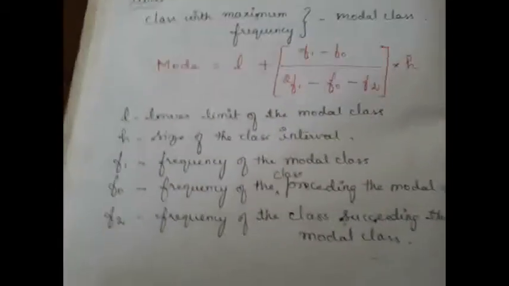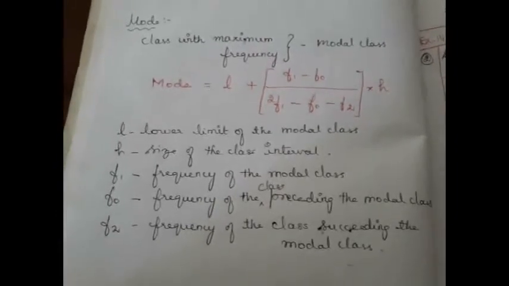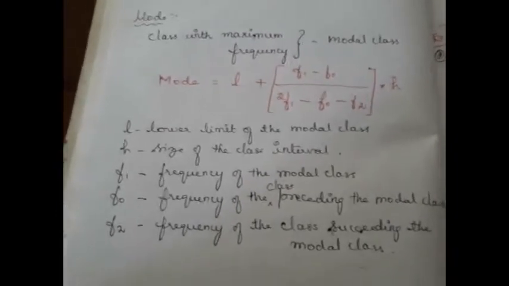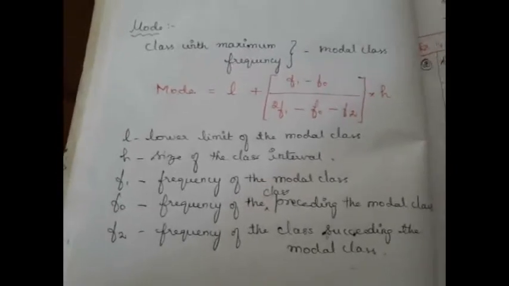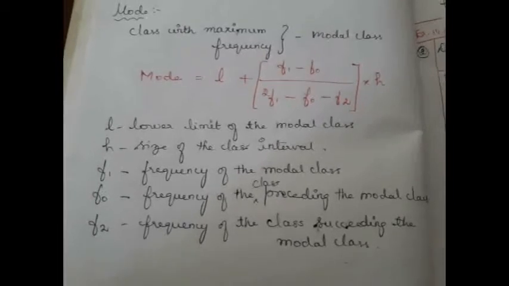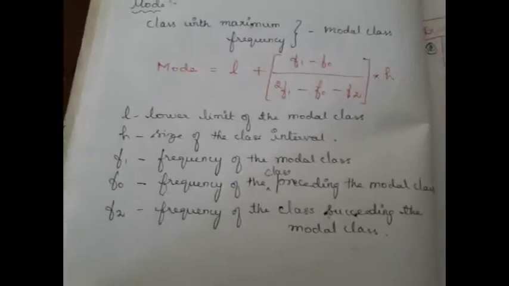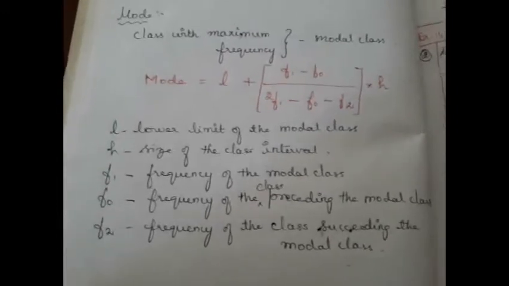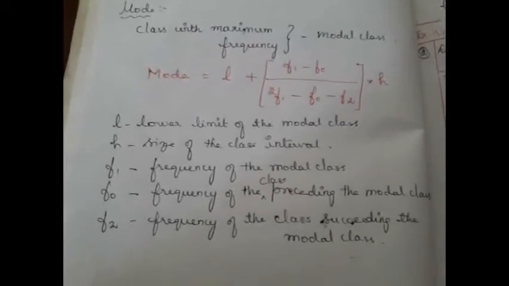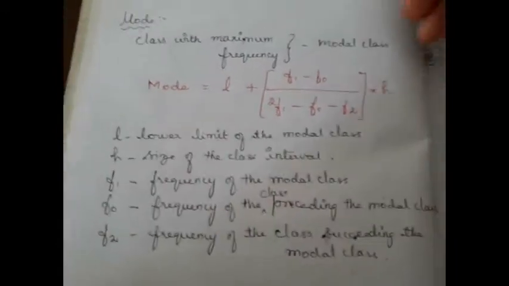To start with, let us learn about mode. What is meant by mode? We already learnt in our class 9 how to find the mode of an ungrouped data, right? What is meant by mode? Mode is the most repeated observation, most repeated value, right? The term with the maximum frequency is called a mode. The most repeated value, we will call it a mode, right?